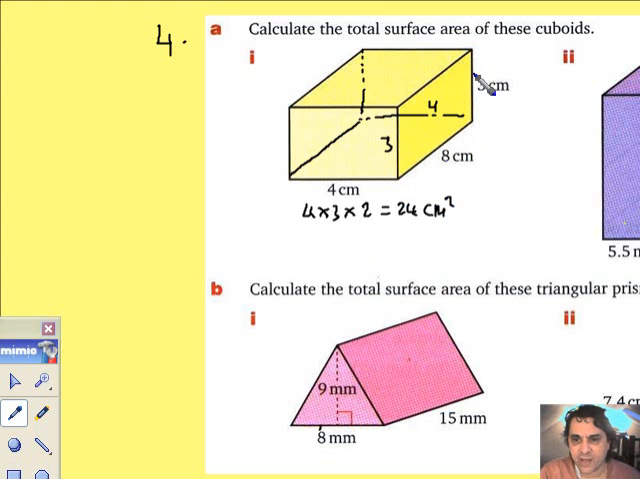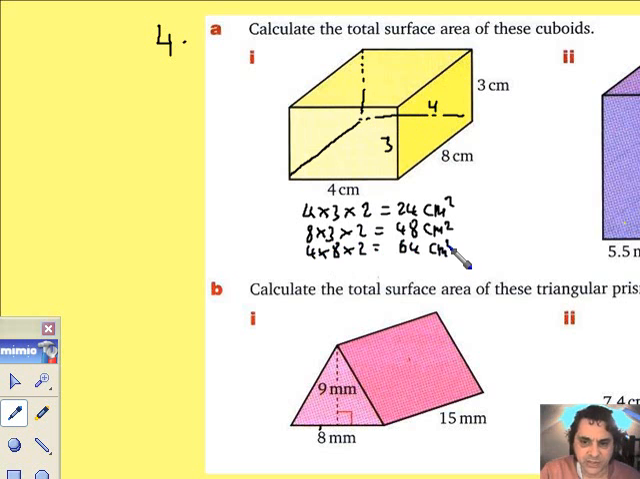Here I've got an 8 by 3. So I've got an 8 by 3, and I've got 2 of them, there's that one, and there's that one there. That's 24 times 2, 48 centimetres squared. And I've got the top and the bottom, which will be an 8 by 4 or 4 by 8, and the top is also 4 by 8. So I've got 2 of those. So 32 doubled up, 64 centimetres squared.